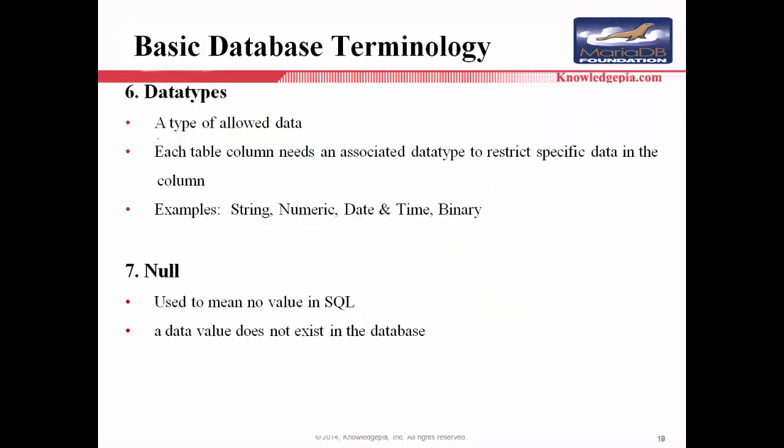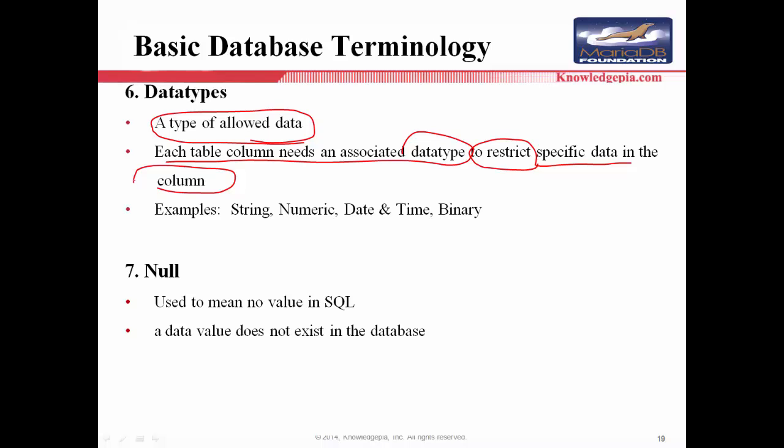Six, data types. I already told you each piece of data needs to be stored with a specific data type, and this data type must be allowed by the table or database. Each table column needs an associated data type to restrict the specific data in the column. When we create the column, we have to define the exact data type like string, numeric, date and time, and binary.